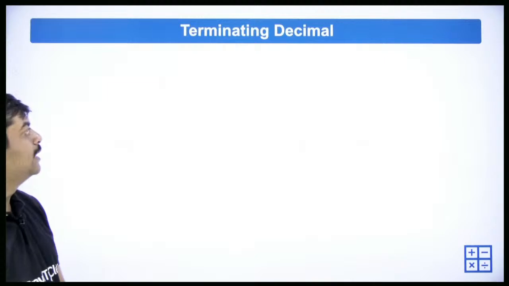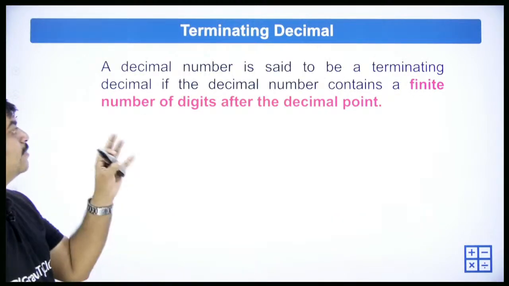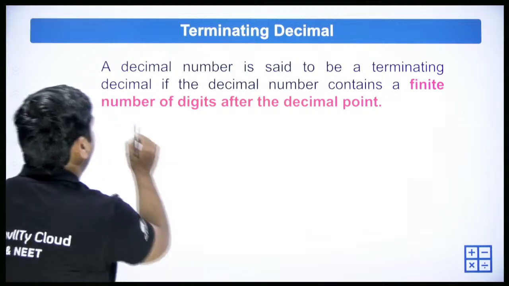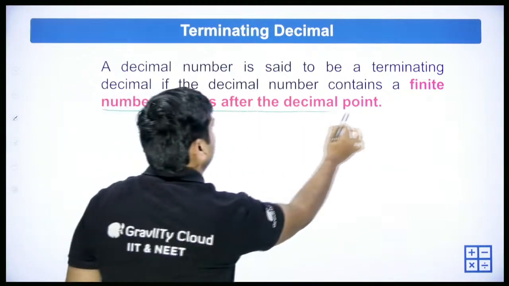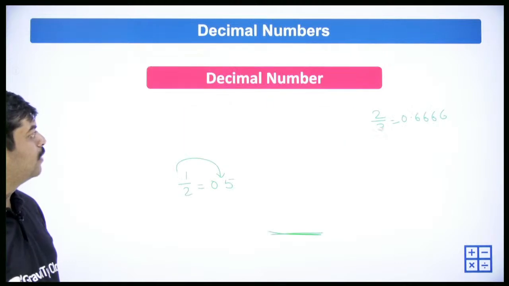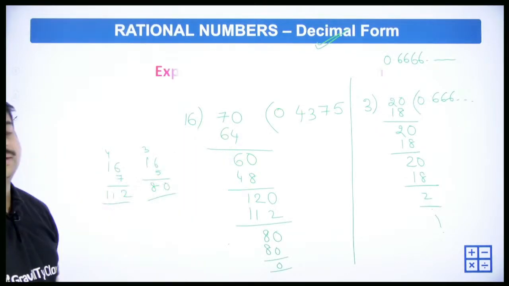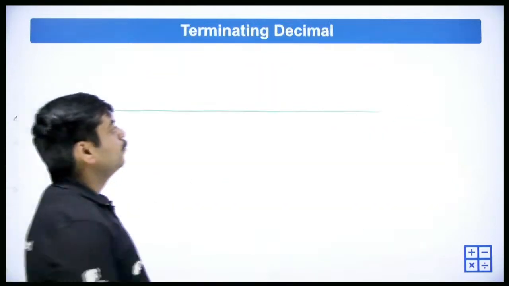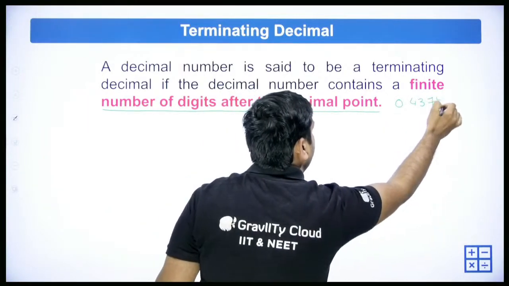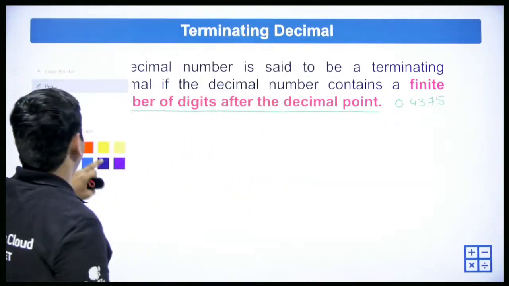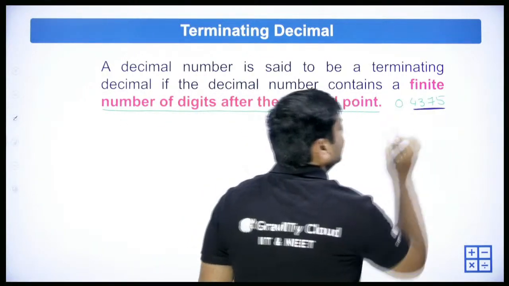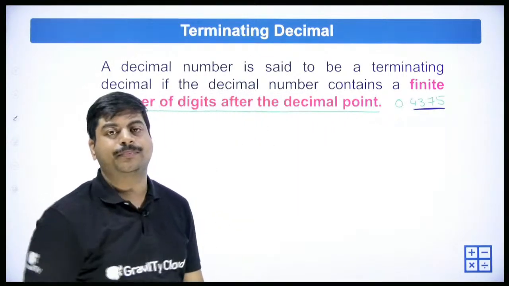So let's move ahead to see some more applications. A decimal number is said to be a terminating decimal if the decimal number contains a finite number of digits after the decimal point. Just now we discussed one example. What is the value we got? 0.4375, correct? So how many digits are we having after the decimal point? After the decimal point, we have 4 digits. It is a finite value.